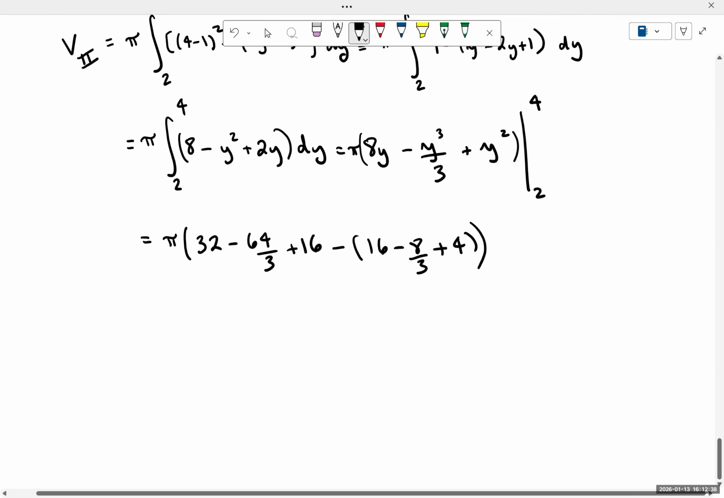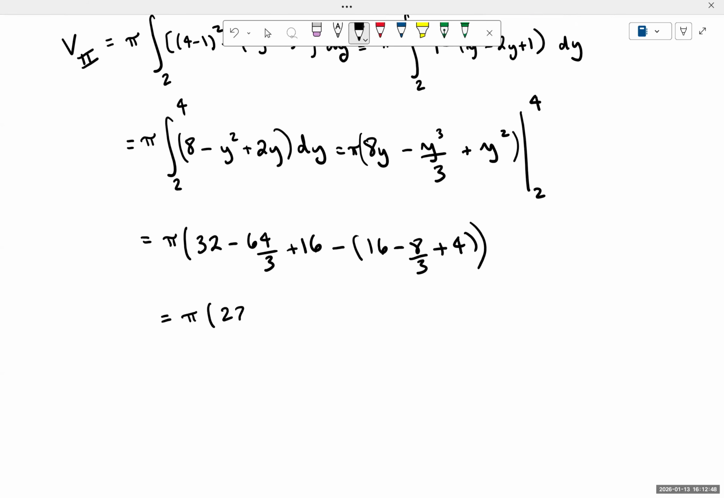So let's see what I have. 32. Okay, the 16s cancel, but then I have a minus 4. So this is going to be 28. And then I've got minus 64/3 plus 8/3. So, whoops, minus, right? Minus 56/3. Okay, making a common denominator will give me 28/3. Okay, but remember, I'm not done.